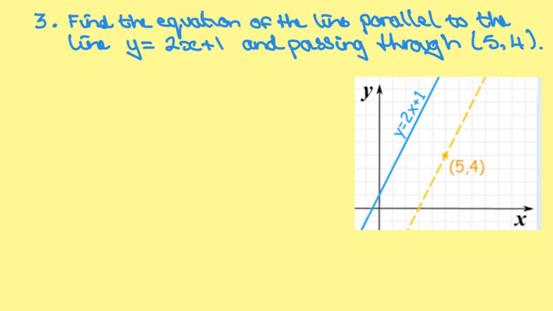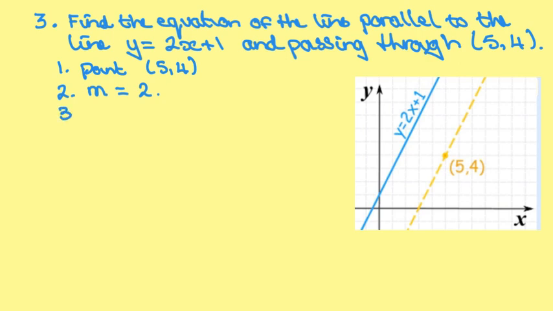Question 3. Find the equation of the line parallel to the line y equals 2x plus 1 and passing through the point 5, 4. In order to find the equation of a line, we need a point. Well, we're given that, it's 5, 4. Two, we need a gradient m. Well, we can find that from the original line. Because they're parallel, it must have the same gradient as this line. So the gradient is 2.